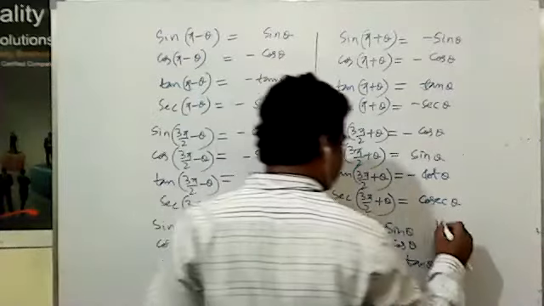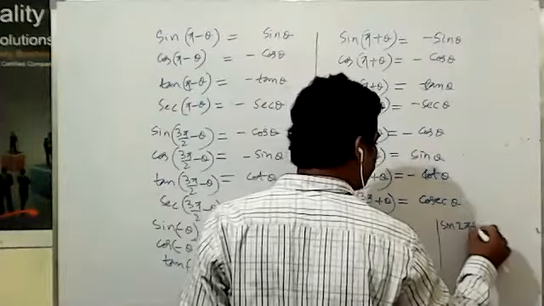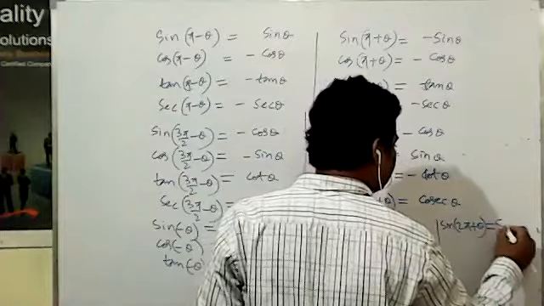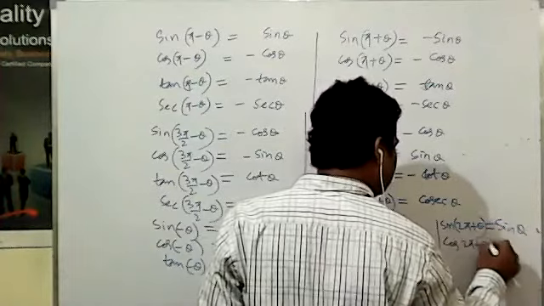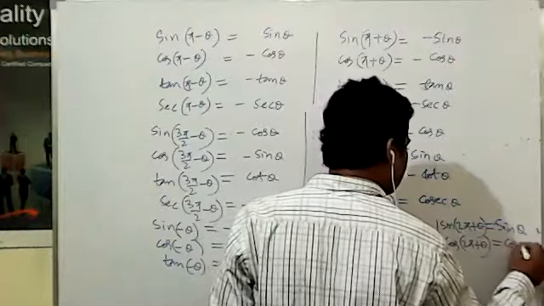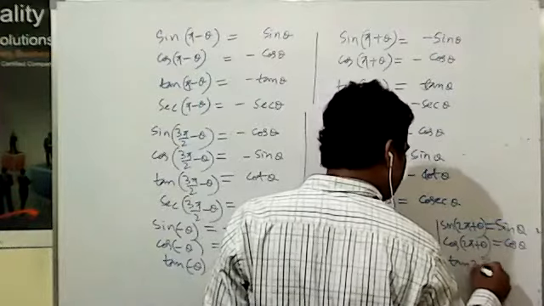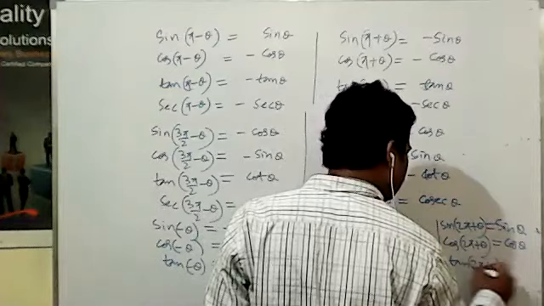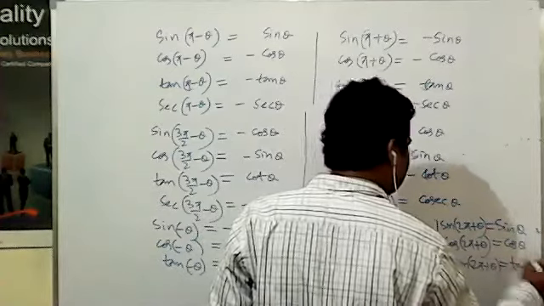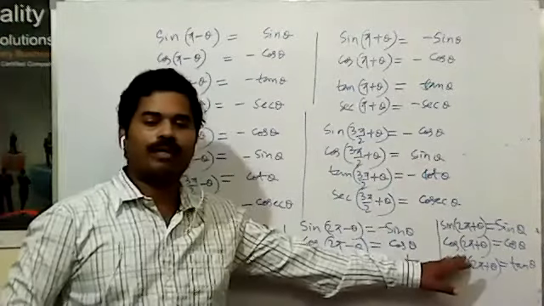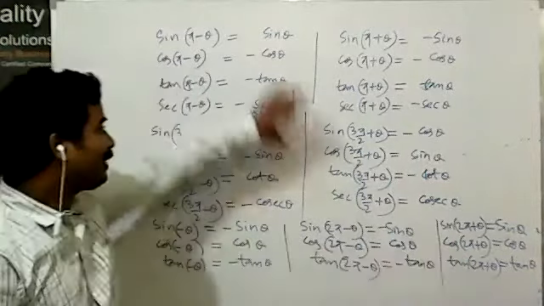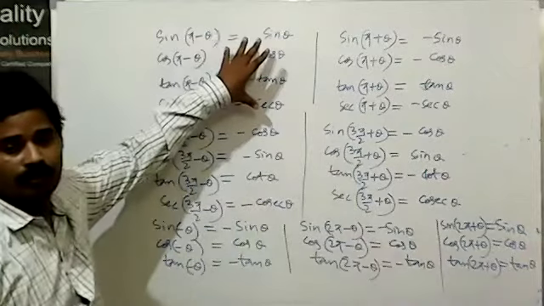If we say sin(2π + θ), it means first quadrant, sin θ, or cos(2π + θ) is cos θ. Then tan(2π + θ) is equal to tan θ. This is one full rotation, so again the first quadrant will come. That's why these are the values.